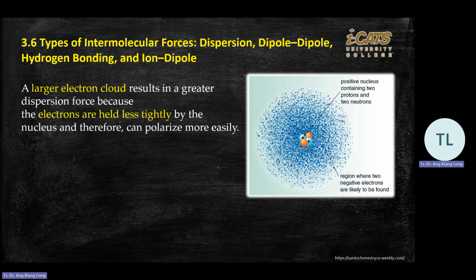So the word here is polarized. The word for intermolecular is polarized, polar. Polarized means the distribution of electrons in the cloud appears uneven.